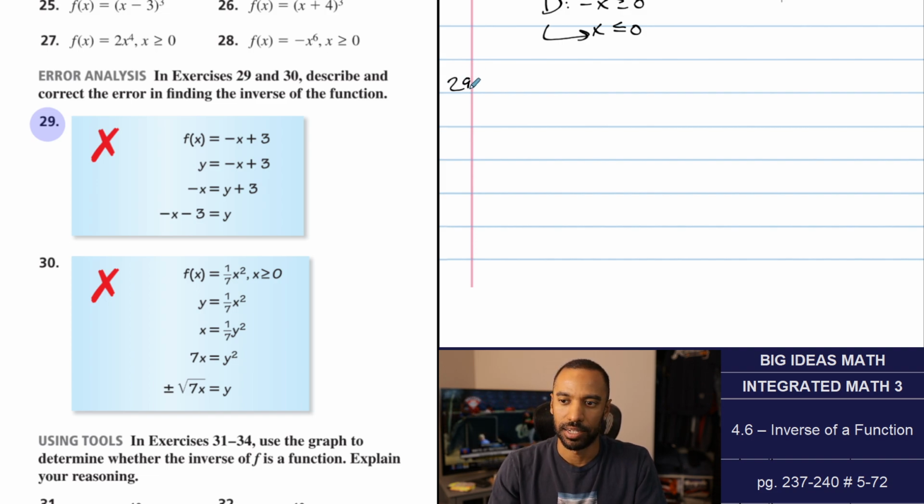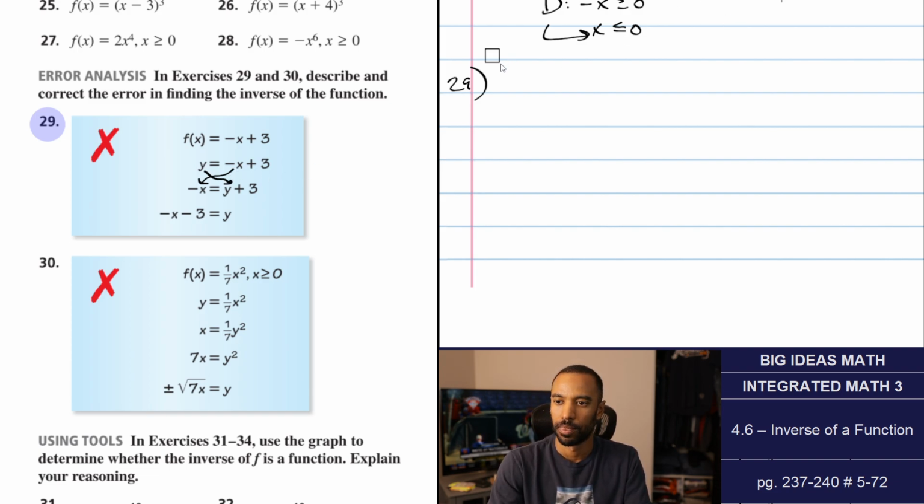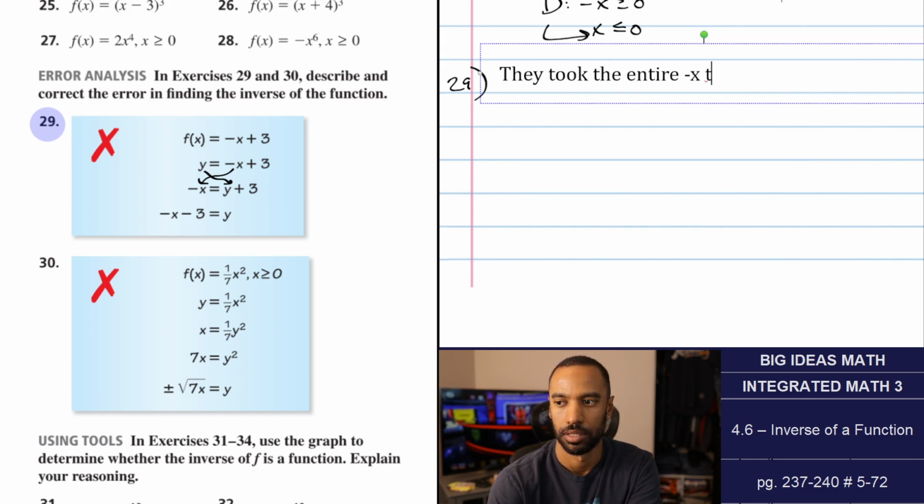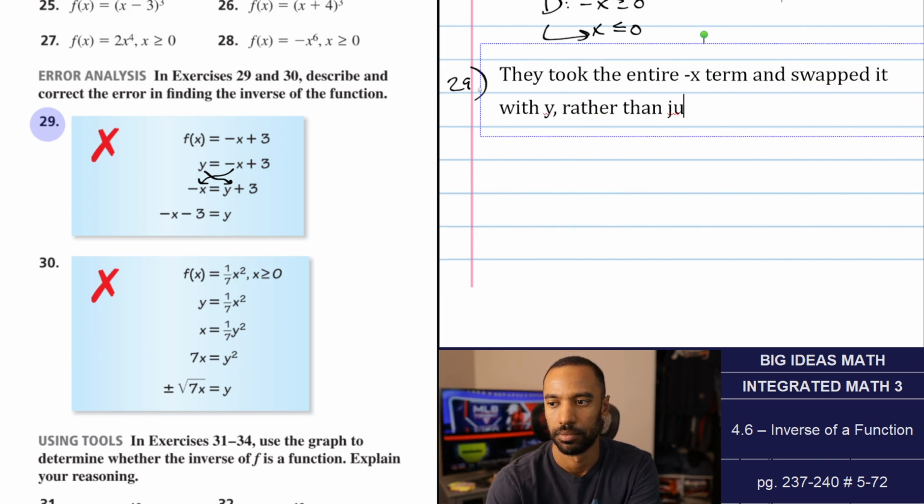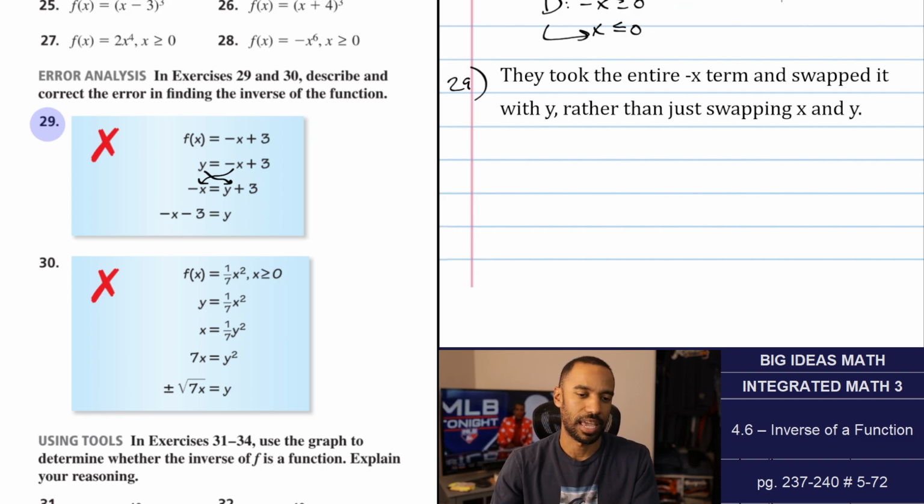So on number 29, they swap x and y sort of. They took the entire -x term and moved it over. Everything else seems to work out, but they took the entire term over instead of just swapping the variables, and that's the no-go. See, when you do a true swap, it's that -1 times x will just become -1 times y.